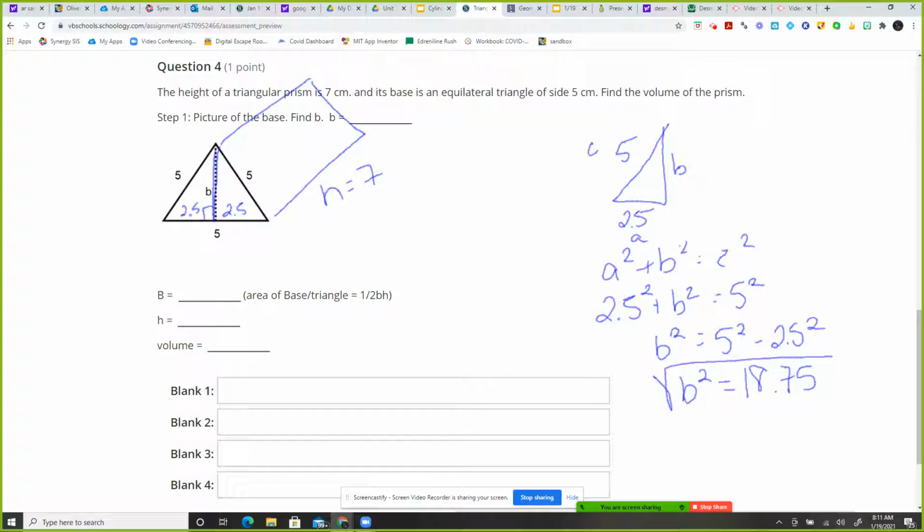So all we're doing is finding that other leg. We're using Pythagorean theorem. We're recognizing that this is a right triangle. And B equals the square root of 18.75. Almost put 25. 4.3. 4.3 is the height of the base. So to find the area of the base, I've now got to do 1/2 base times height. So 1/2 the base, which is 5, times the height, which we just calculated to be 4.3.